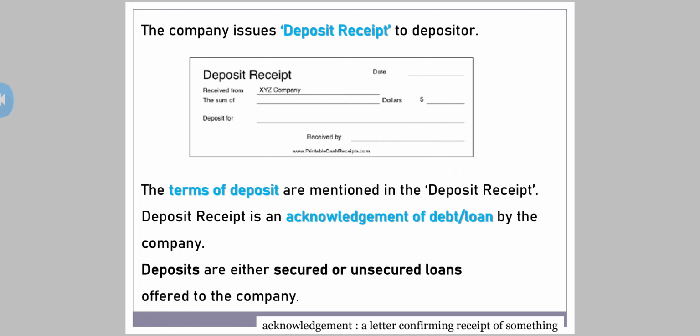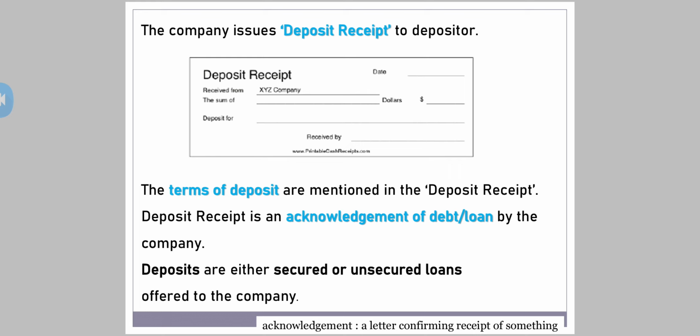What is a deposit receipt? A deposit receipt is nothing but a proof that the company has taken a loan in the form of public deposit. On this receipt the important particulars are mentioned, that is the company name, the company's common seal, the fixed amount the company has taken from the depositor, date of repayment, rate of interest, and the maturity date. Every particular detail is mentioned in the deposit receipt. The terms of deposit are mentioned in the deposit receipt.